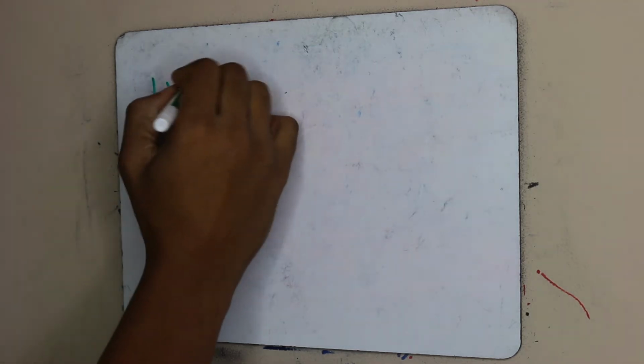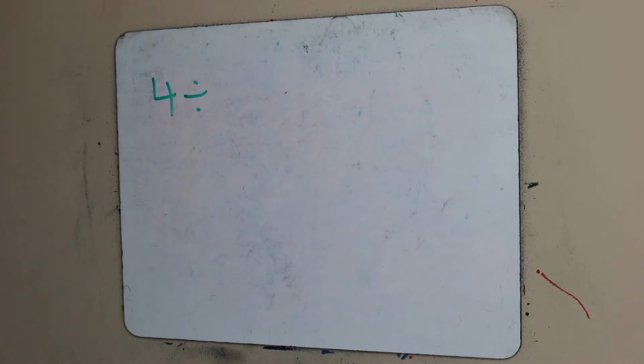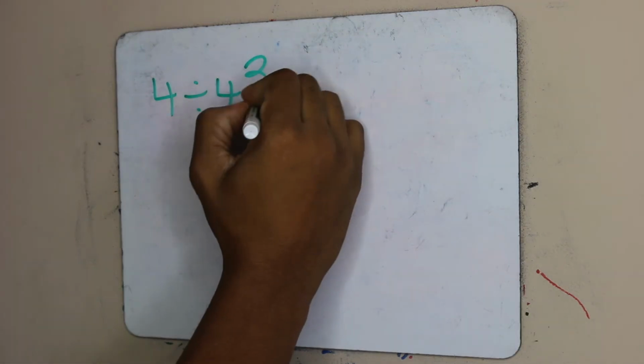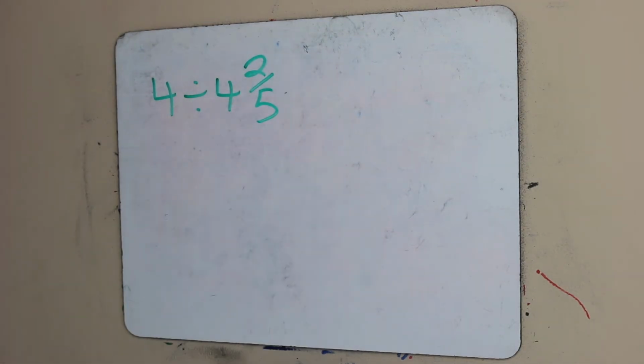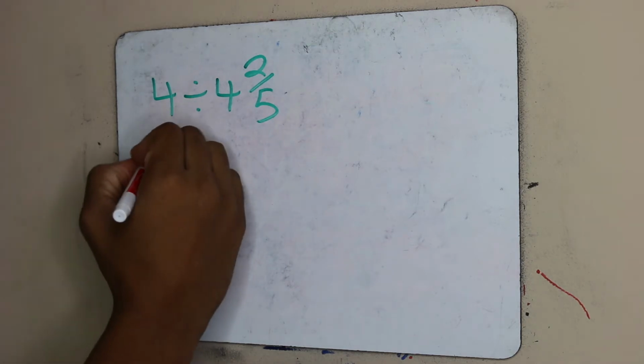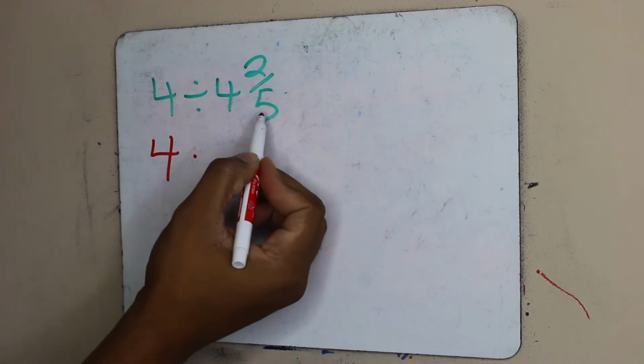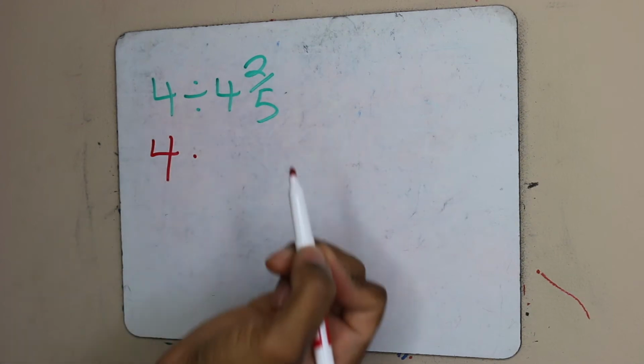So Sokoni said, well, that was pretty easy, but what if I have something where they are mixed together? And I said, well, what do you mean? He said, for example, what if I have 4 divided by 4 and 2/5? What do I do with this? Then I said it's the same thing. Remember, we are going to multiply by the reciprocal again. So the 4 can come down. This is going to change into a multiplication. But first we have to change this mixed number into an improper fraction.